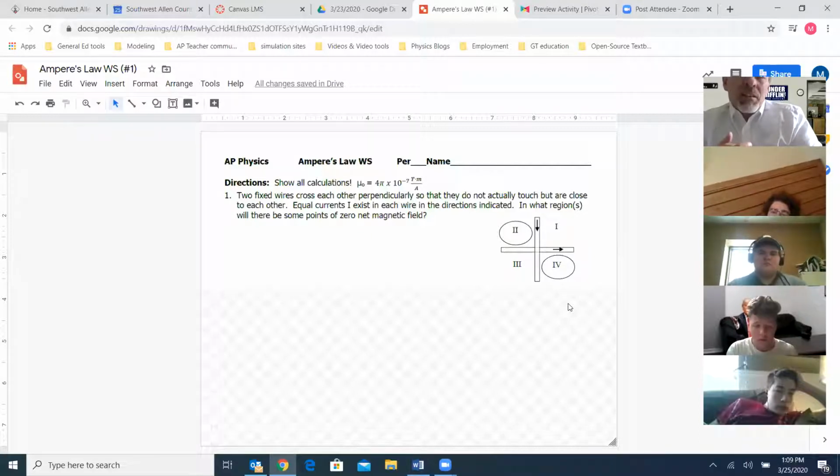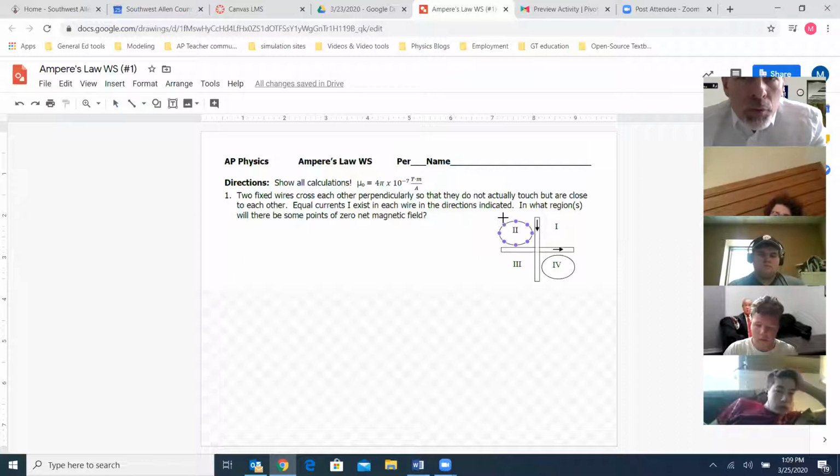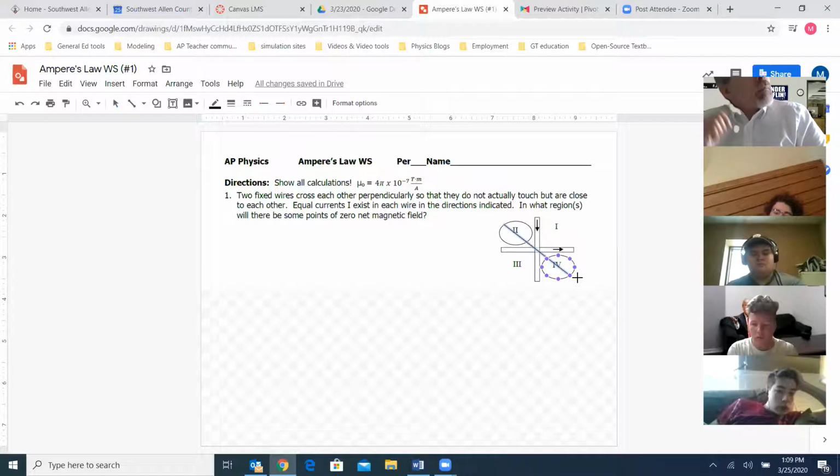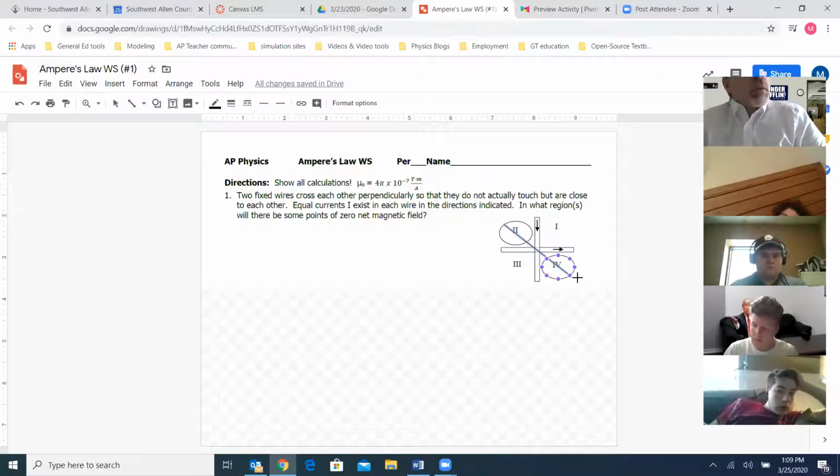Anybody? It would just be a line, right? Yeah, it would be a line. Exactly. So, in other words, all the locations on this diagonal line would have a magnetic field of zero. And what's cool about that is, if let's say one of the wires had a current of 3 amperes and the other had a current of 2 amperes, it would still form a diagonal line. It's just that it changes the angle.